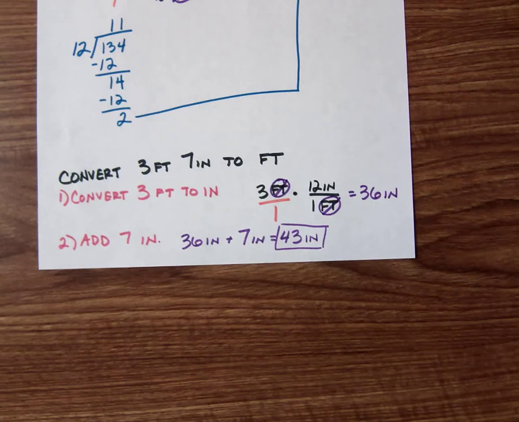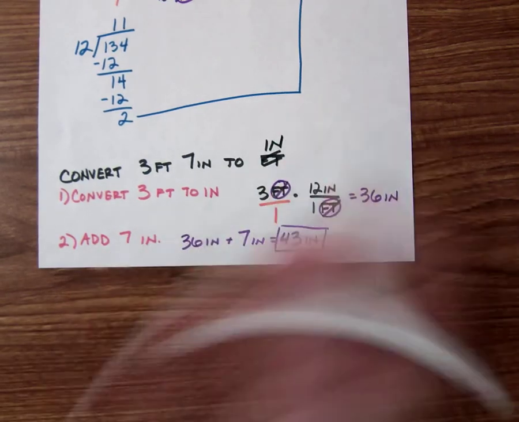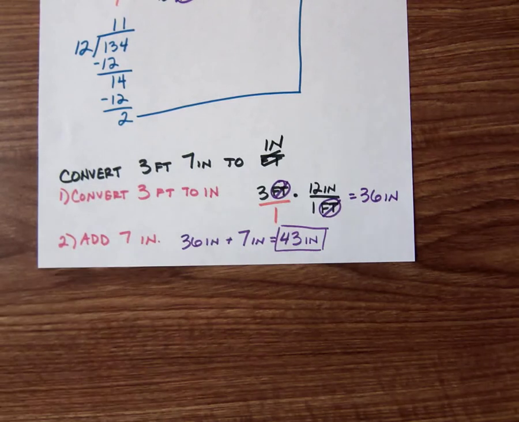Well, you said convert. You said convert 7 inches to feet. So how can 43 be in the answer? Oh, because I'm dumb. Okay. Converting it to feet, it would be 3 7/12 feet.